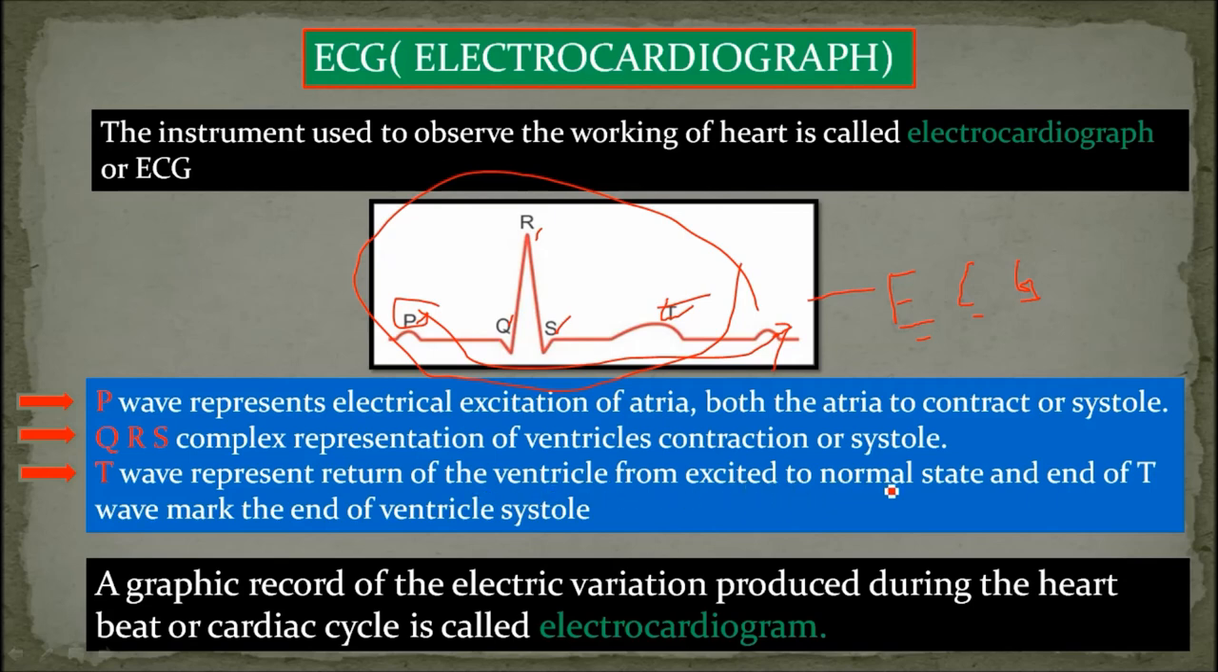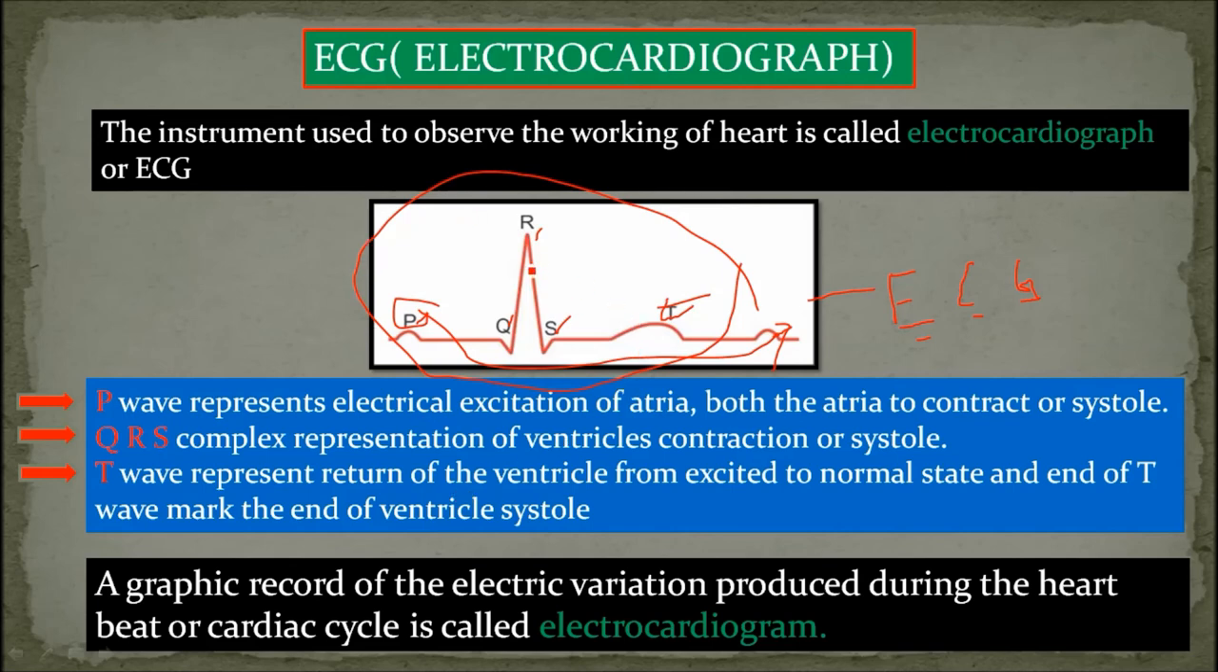When the T ends, again the P repeats one level. So we say that this is the graphical representation of the PQRST, the whole thing of the electrocardiogram. Okay, the graphic record of the electric variation produced during the heartbeat or the cardiac cycle is called the electrocardiogram, the whole thing, that's one heartbeat or one cardiac cycle.